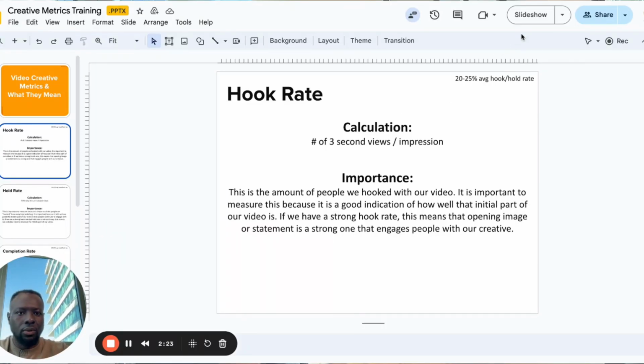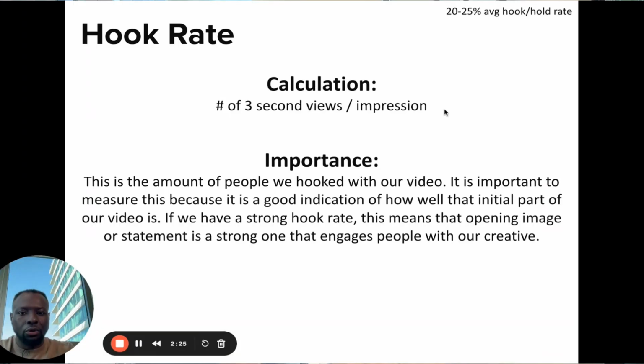Now, let me make this full screen. The first thing that we're looking at over here is the hook rate, right? And essentially what the hook rate is, is kind of self-explanatory. As it says over here, this is the amount of people who we hook with our video, right? And this is important to measure because it's a good indicator of how well the initial part of our video is performing, right? If we have a strong hook rate, this means that the opening image or statement is strong and that engages people with our creative, right? So that's the first metric, it's the hook rate, right?